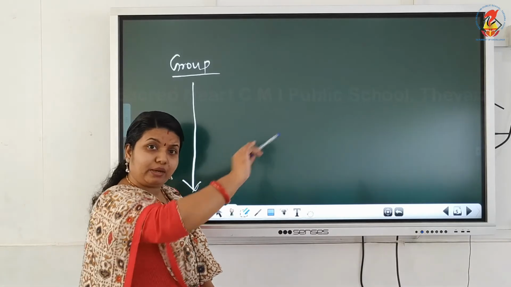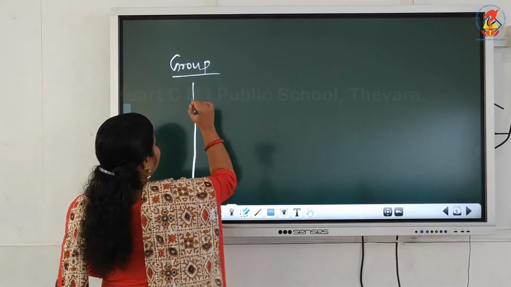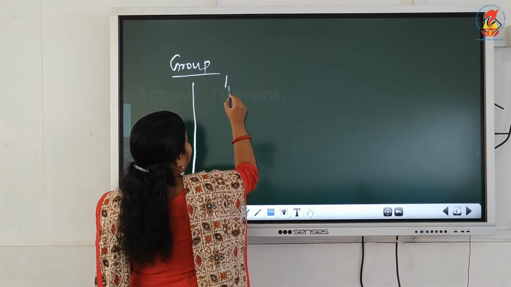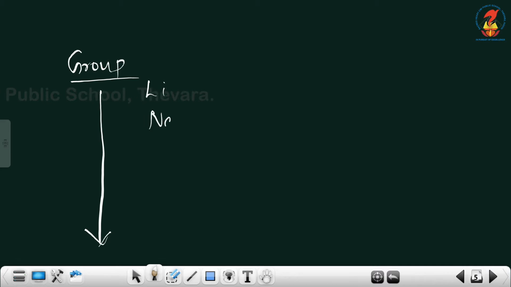In a period, it is across a period from left to right. So what happens to valency as you move down a group? Let us take the example of the first group: lithium, sodium, potassium, rubidium, cesium, francium. But we are familiar with the first 3 elements only, so we will check with these 3 elements.